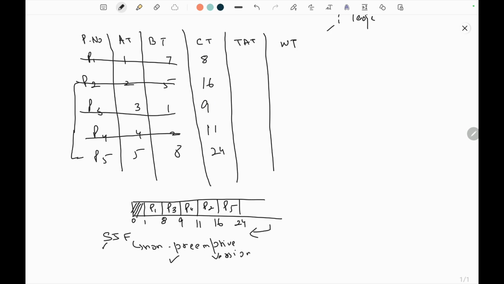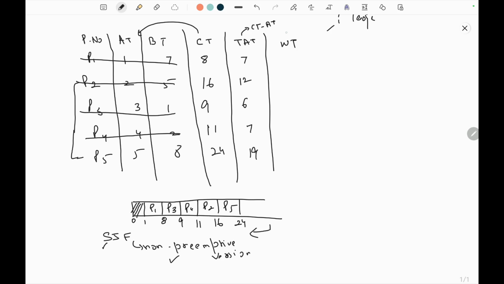Now the turnaround time. What was the formula of the turnaround time? It was CT minus AT. So you just subtract AT from CT here. Subtracting column by column, you have 7, 16 minus 2 is 14, 9 minus 3 is 6, 7 and 19.